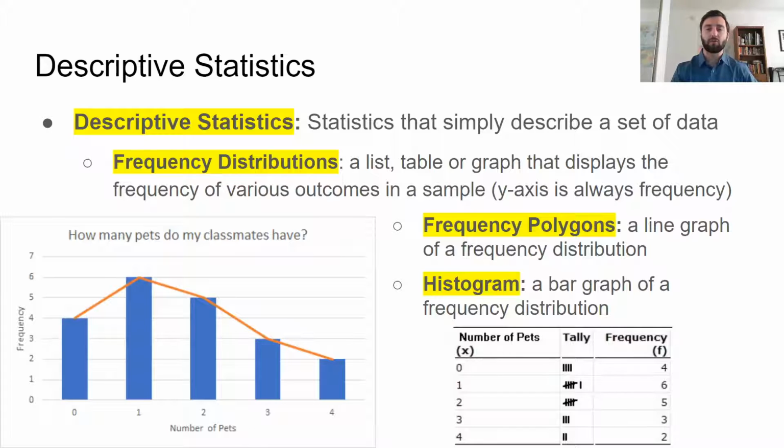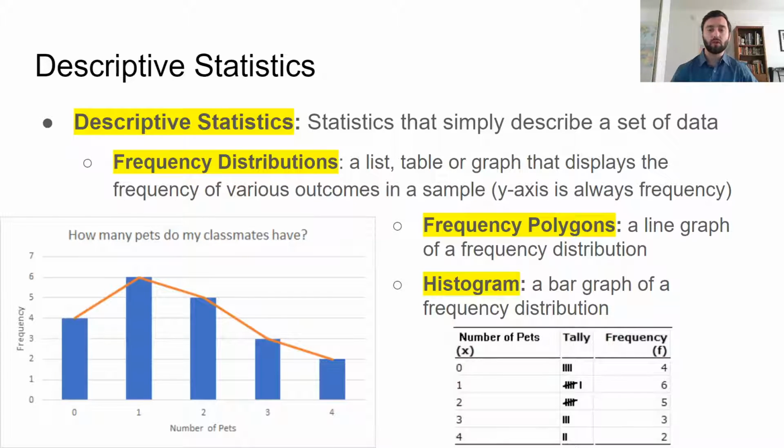Now notice our frequency is the exact same as the tallies. It's just how often we are getting that answer. So, 4 students had no pets, 6 had 1, 5 had 2, 3 had 3, and 2 had 4. That's just our data, and now it's been put into this idea of frequency.